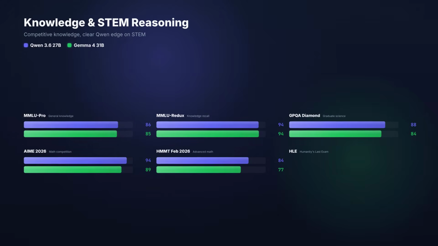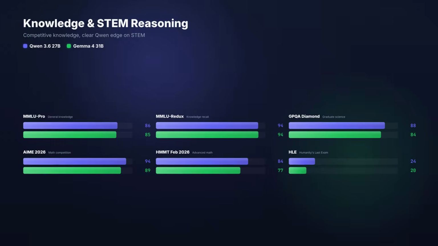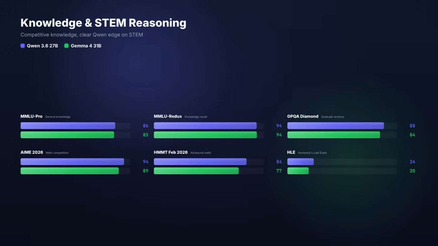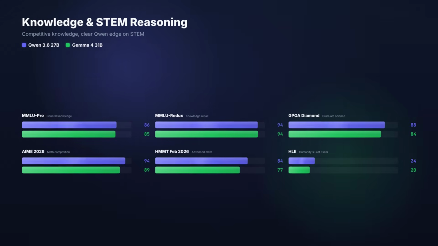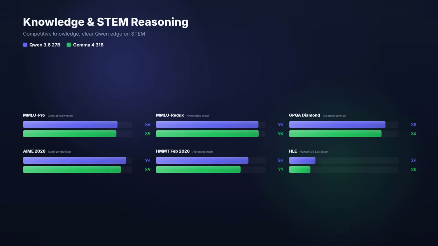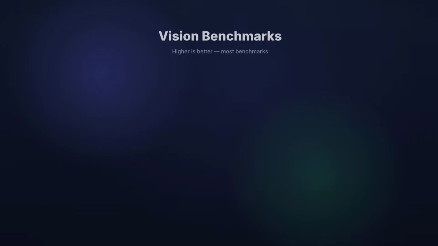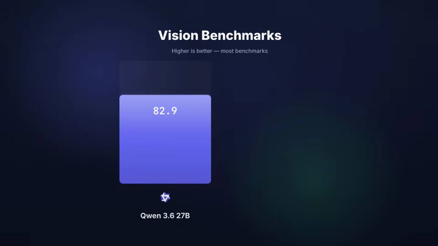STEM reasoning is all Qwen. GPQA Diamond, HMMT Competition Math, AIME 2026, the International Math Olympiad Answer Benchmark. Qwen leads by 3 to 7 points across the board, with the largest gaps on the hardest tests. On Humanity's Last Exam, both score low since these aren't frontier models, but Qwen's 24 to Gemma's 19.5 is still meaningful. Vision shows the widest disparity.